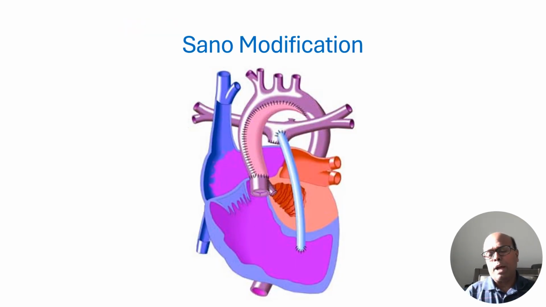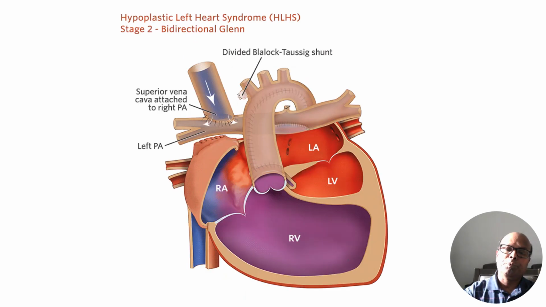And there is some Sano modification, the place where I trained. They do Sano modification. In this one, a new aortic arch has been constructed, the PDA has been separated, and instead of doing a shunt from systemic to pulmonary circulation, they create an RV-PA conduit, called Sano modification, that determines the blood flow to the pulmonary circulation.